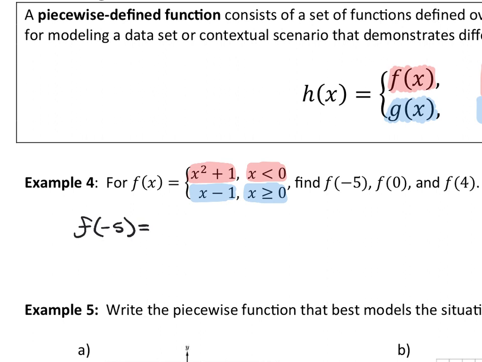Why the top? Yeah, isn't negative 5 less than 0? Which means when I'm using negative 5, this function is in charge. So I'm going to plug negative 5 into that top function looking like this. Negative 5 squared plus 1. Okay, well, negative 5 squared is 25. 25 plus 1 is 26.